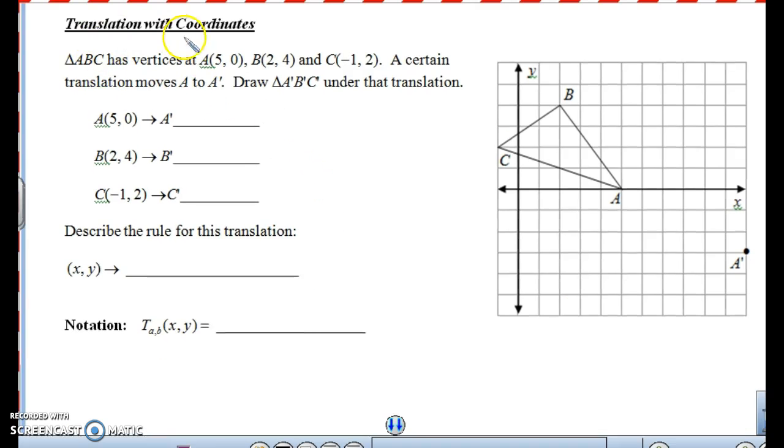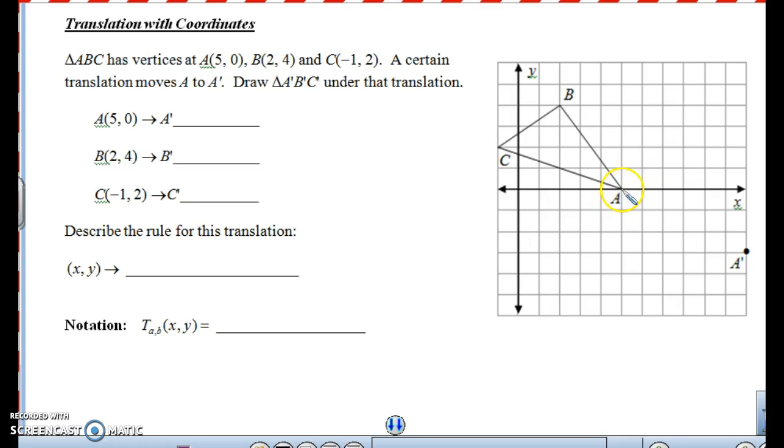All right, now let's see how translations work on the coordinate plane. We have our triangle ABC here with vertices at A (5, 0), B (2, 4), and C (-1, 2). They're already graphed over here. A certain translation moves A to A prime, and draw A prime, B prime, C prime under that translation. Basically, what they're asking you to do is figure out how you went from A to A prime horizontally and vertically.